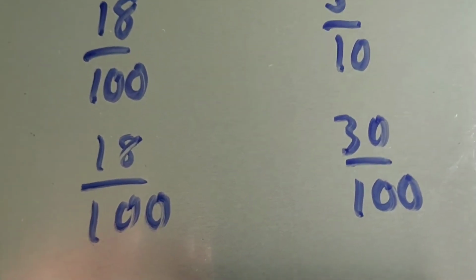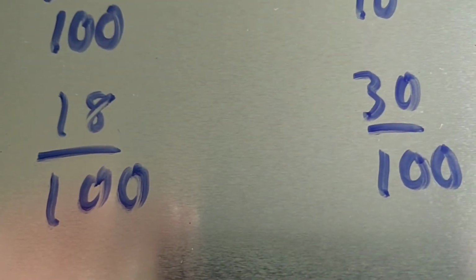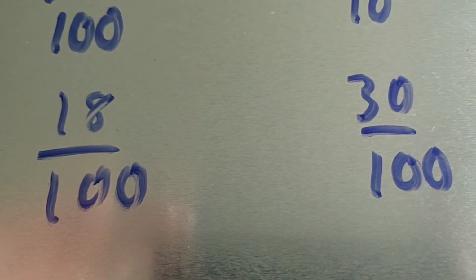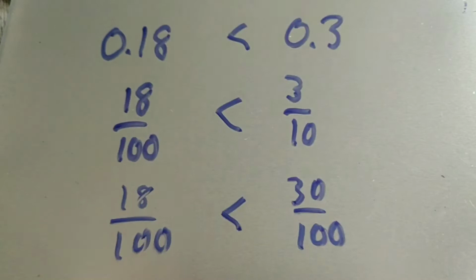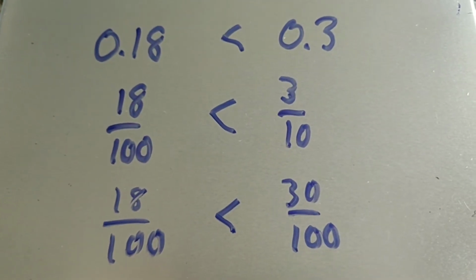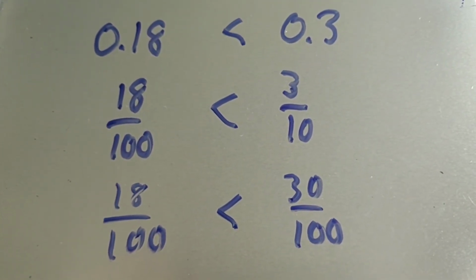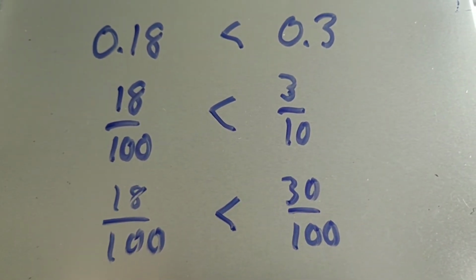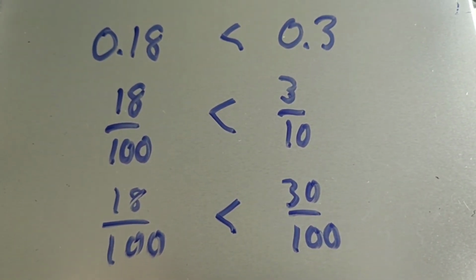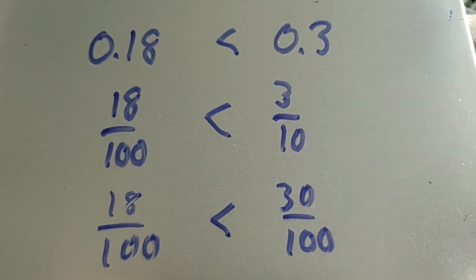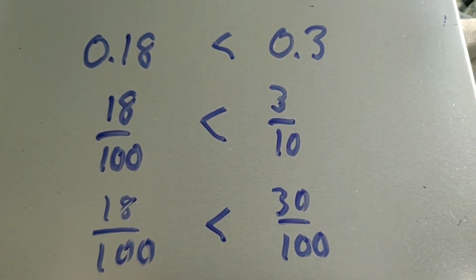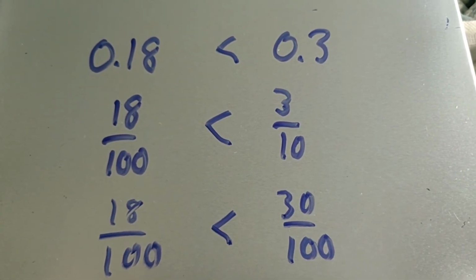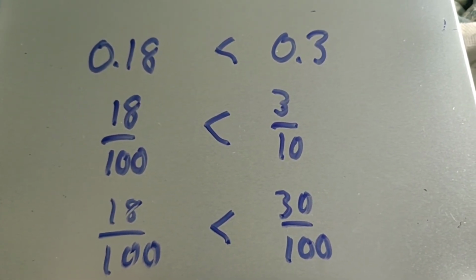18 hundredths is less than 30 hundredths. So if 18 hundredths is less than 30 hundredths, then 18 hundredths is less than 3 tenths, because 3 tenths and 30 hundredths are the same thing. They're equivalent fractions. That also means that 0.18 is less than 0.3, because 0.18 is 18 hundredths and 0.3 is 3 tenths.